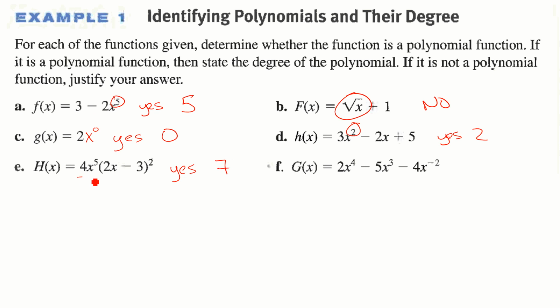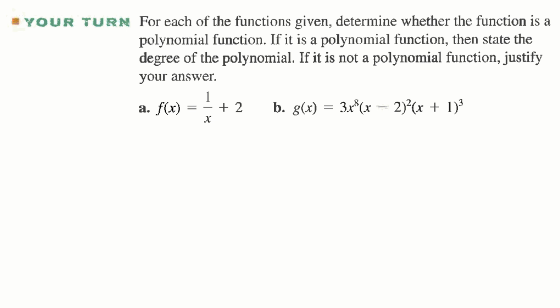The reason why is this is not in general form. If you were to multiply this all the way out, you would distribute, you would have to FOIL, you would do a few things, but you would end up with an x to the 5th times an x squared, which would get you an x to the 7th. So this is a degree of 7. And then this last one is a no, the reason why, I found the negative. See if you can do it. First one is a no because of the fraction. The second one is a yes. And did we figure out what the degree is? 8. 2 more is 10. 3 more is 13. The degree here is 13.